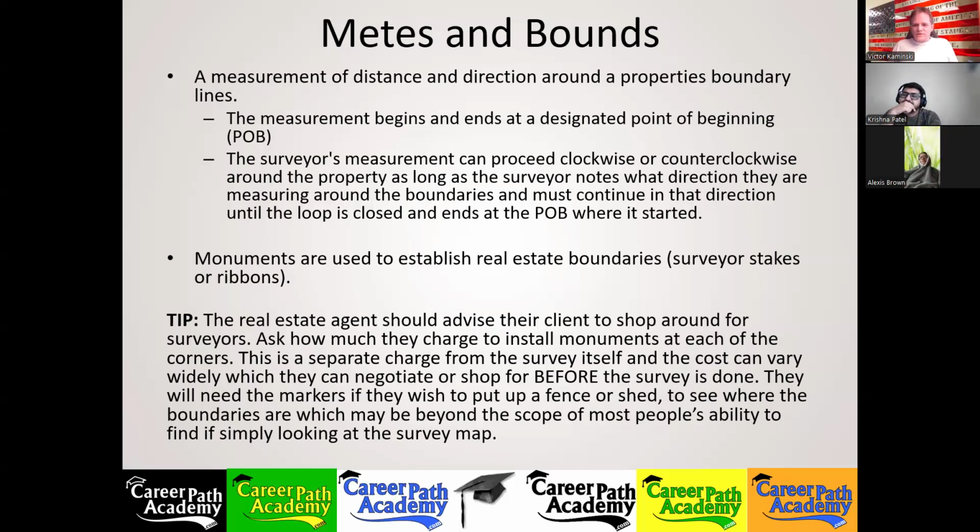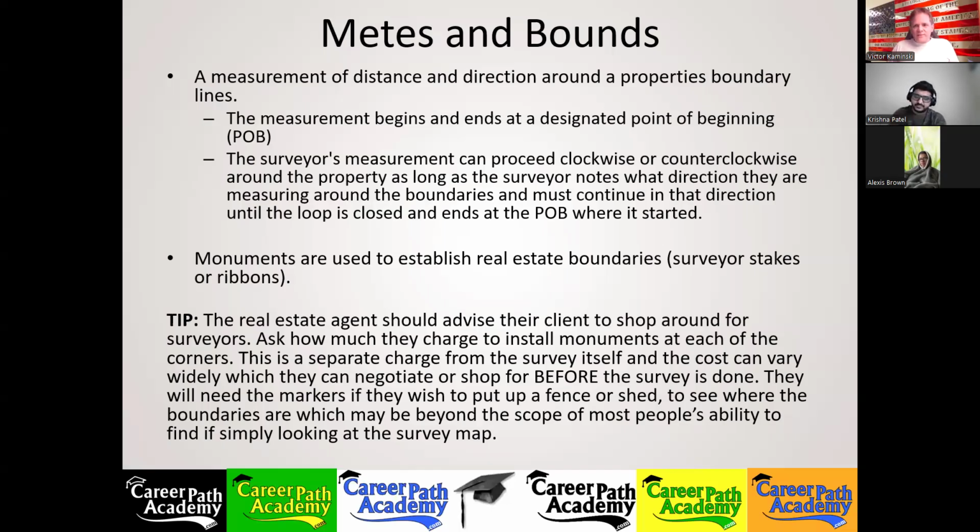Ask the attorney for the surveyor's information, to ask how much they charge for putting those stakes and ribbons in the trees or the ground. Maybe you could negotiate with them on the price of it, or get a different surveyor to do it that charges a lesser fee. Okay?